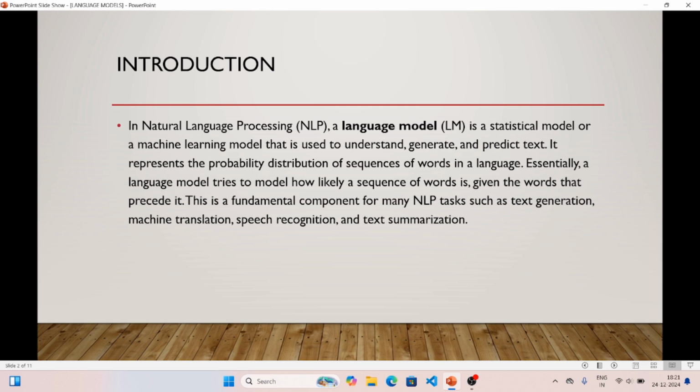Imagine you read a lot of books and notice that people often say, "I am going to the," and then store or school. Based on that, if you were a language model, you would learn to predict that after "I am going to the," the next word will probably be something like store or school.